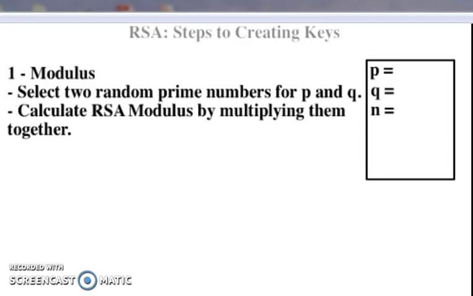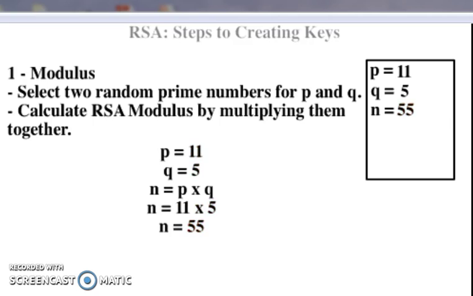The first step is to select two very large random prime numbers, P and Q. Here, we will use smaller numbers to make things easier to explain. P equaling 11, Q equaling 5. To calculate RSA modulus n, you multiply P by Q. 11 times 5 equals 55.